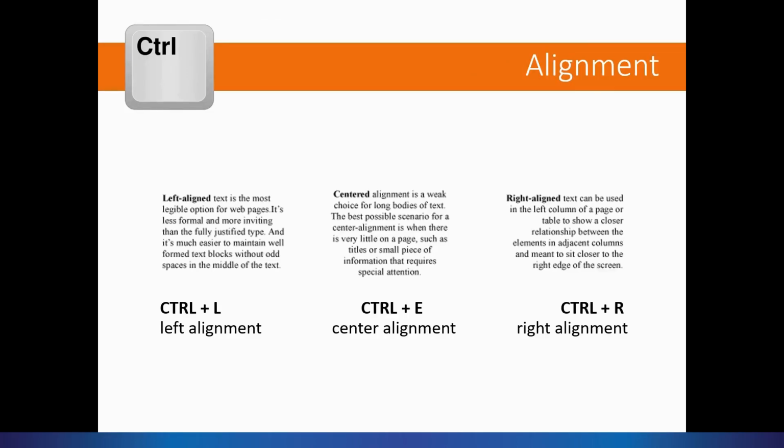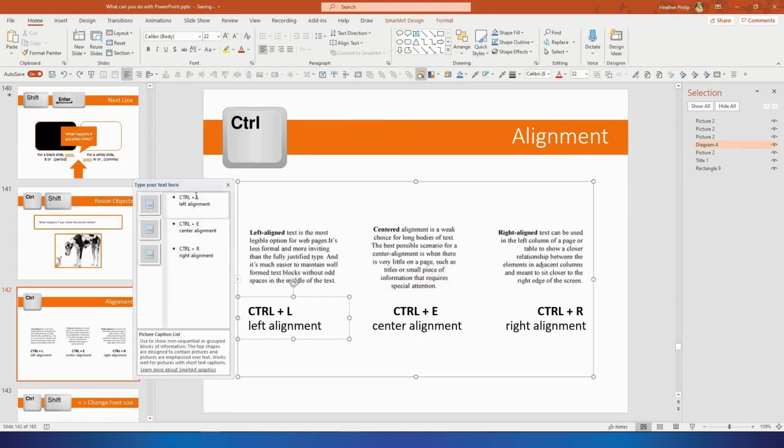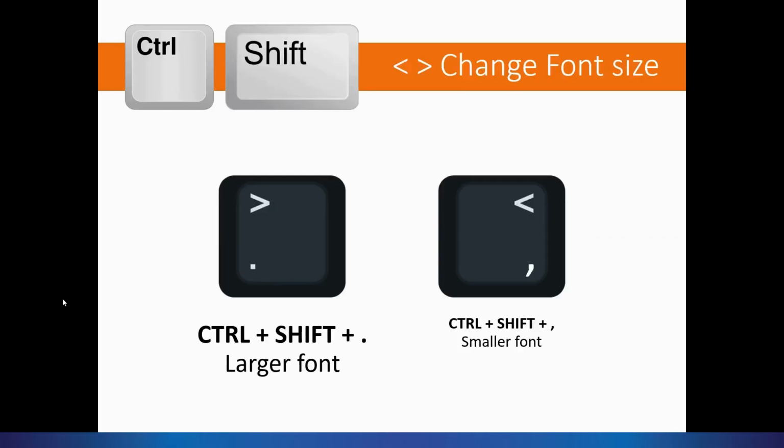All right, alignment. So let's say you want things to be left aligned like it is here. That's left aligned. If I wanted it to be centered, Control E or Control R. Okay, so it's pretty nice having these keyboard shortcuts as well.